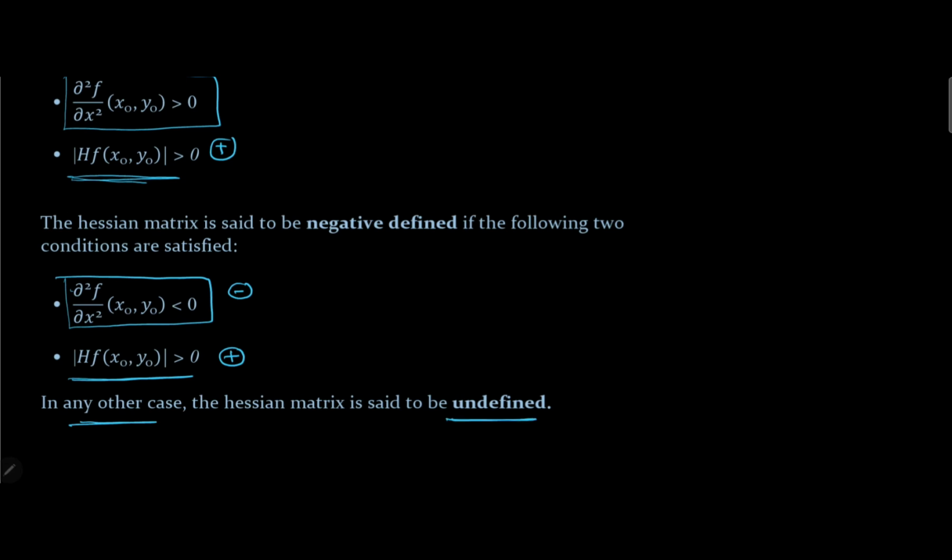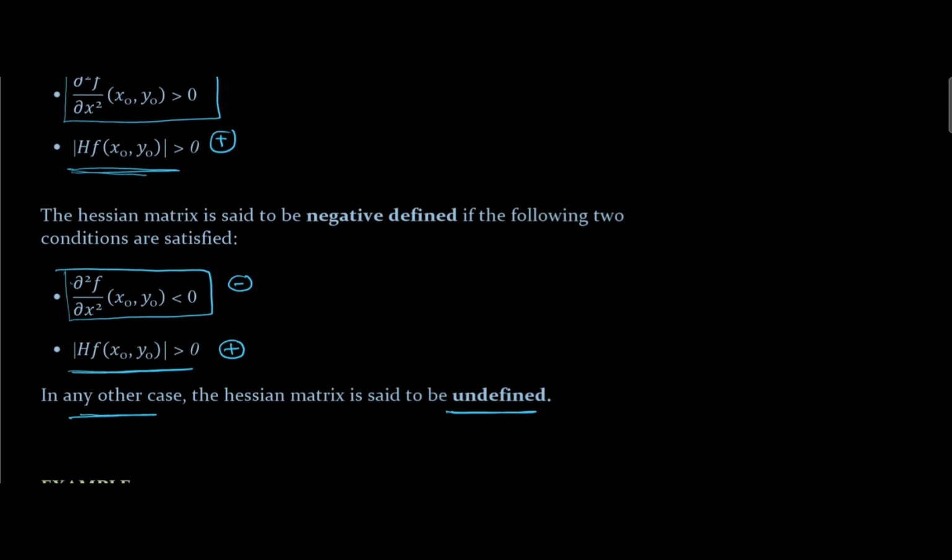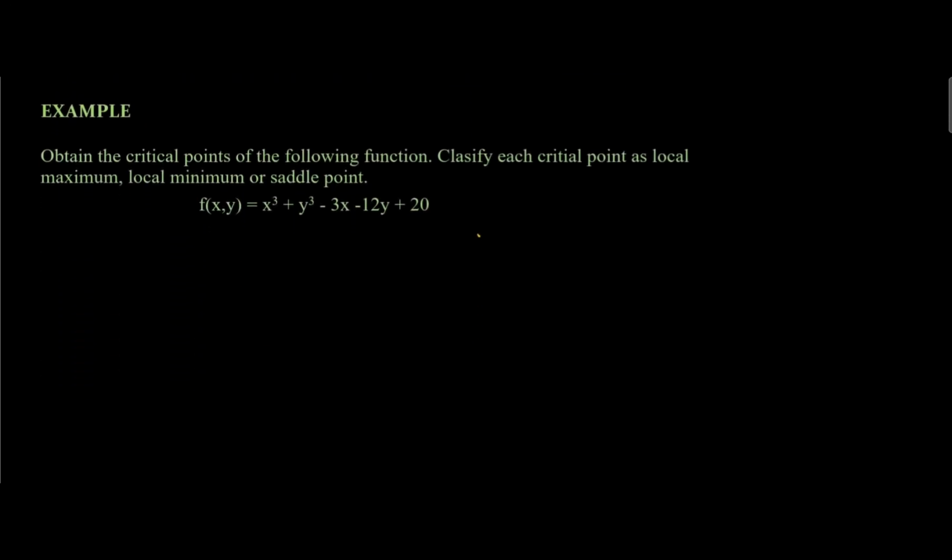Okay. So now let's see an example of how to use these first order and second order conditions for a two-variable function all in combination. Let's see the following example. So we have this function x cubed plus y cubed minus 3x minus 12y plus 20, and we want to find out the critical points, and then we want to classify such critical points using the second order condition.